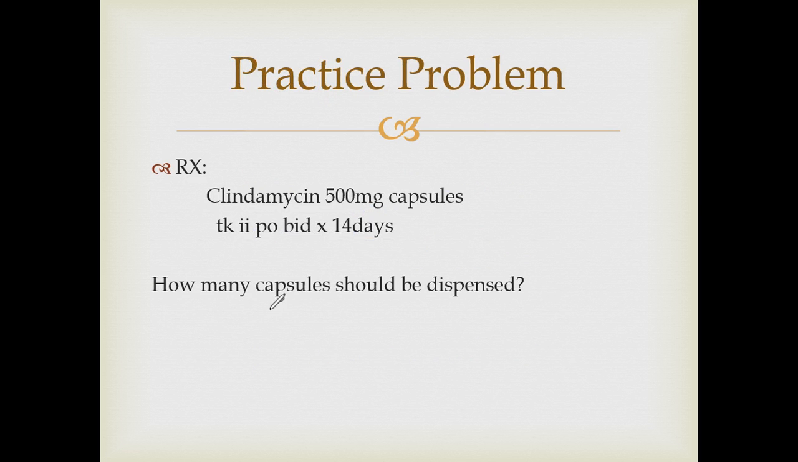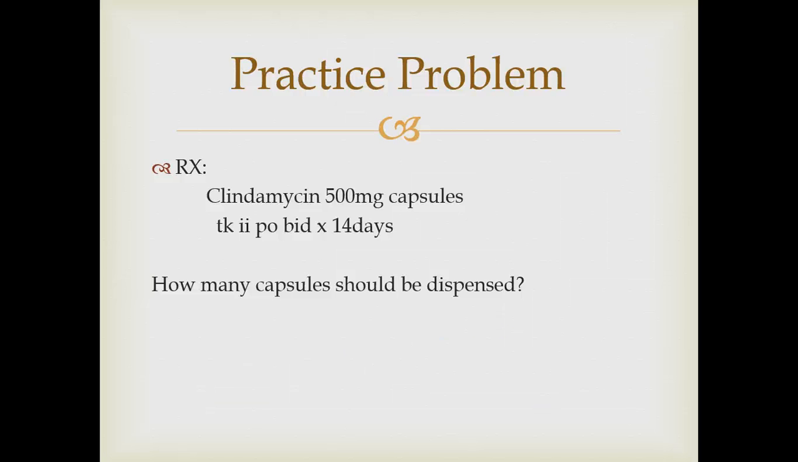Let's look at that again. So I have clindamycin 500 milligram capsules. Take 2 by mouth BID, which is 2 times a day, for 14 days. It says how many capsules should be dispensed. So I have my dose, which is 2 capsules at a frequency of 2 times a day for 14 days. And I come out with a quantity dispensed of 56 capsules. So that's how you do a quantity dispensed for tablets or capsules.